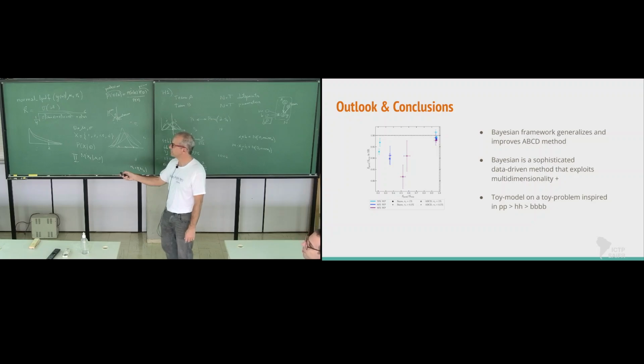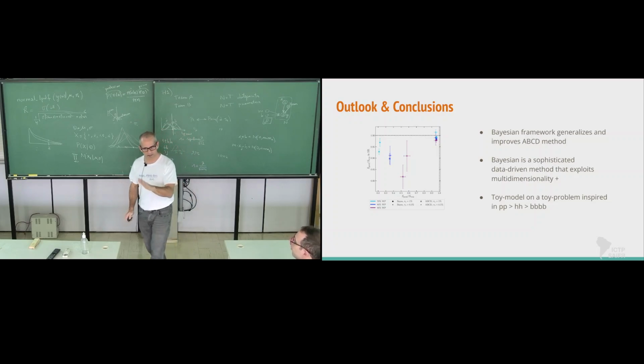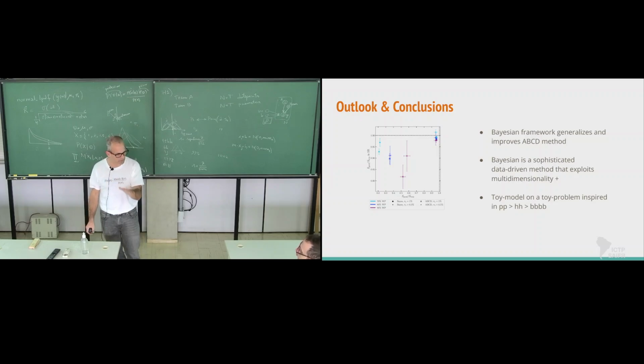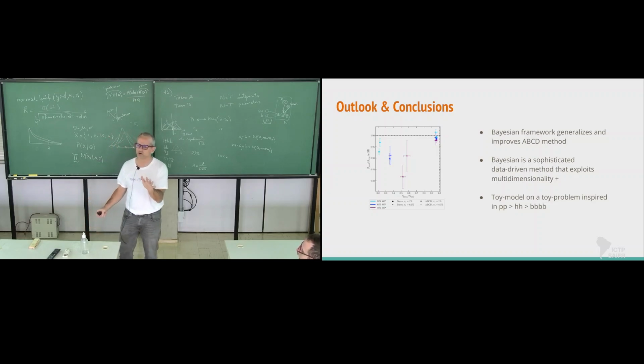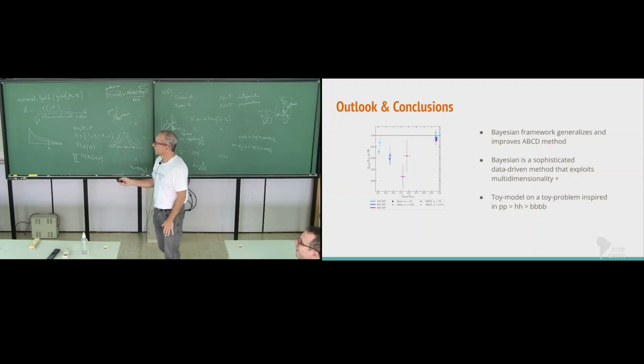The Bayesian framework generalizes and improves the ABCD method, that's for sure. ABCD is something great, fantastic, from 1997, first paper, but it has to do with adding and subtracting. With the Bayesian approach we can see the shape of the curves and get more. It serves to exploit multidimensionality. We have seen a very toy model that improves on this.